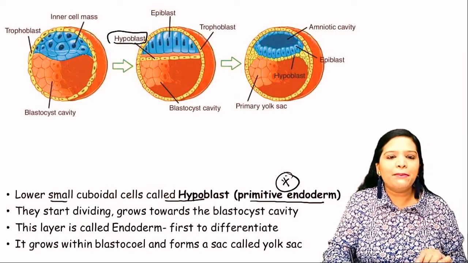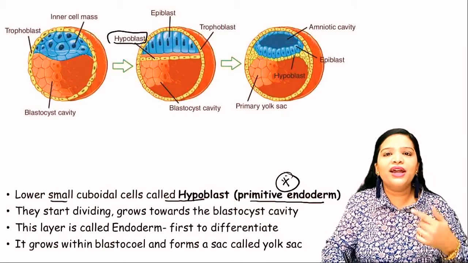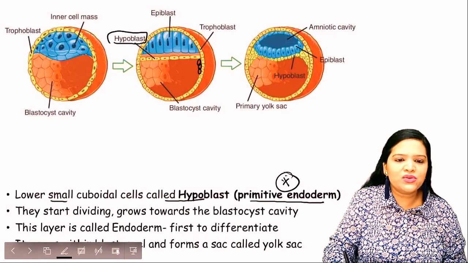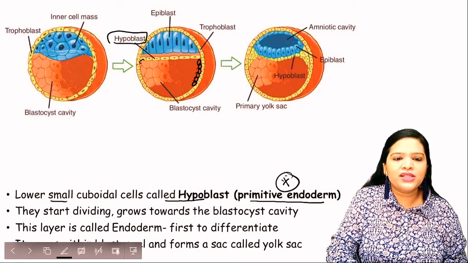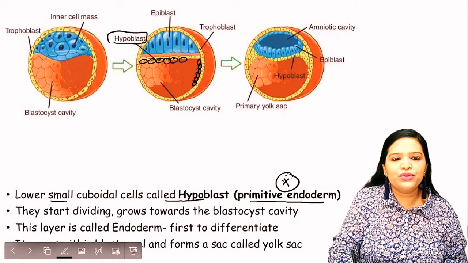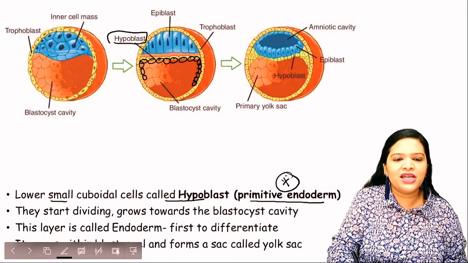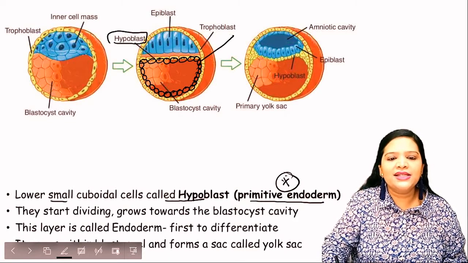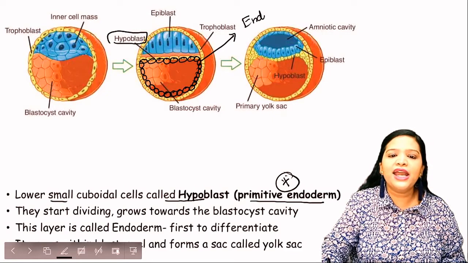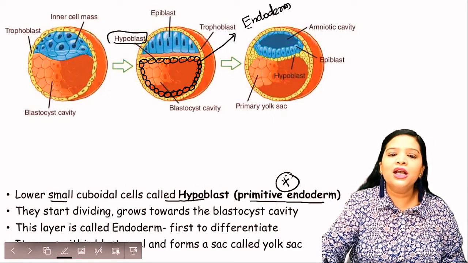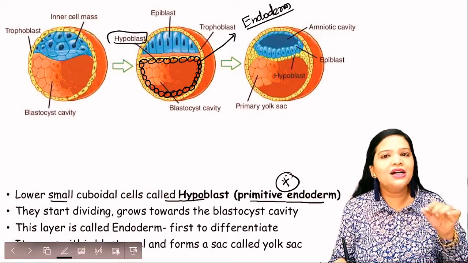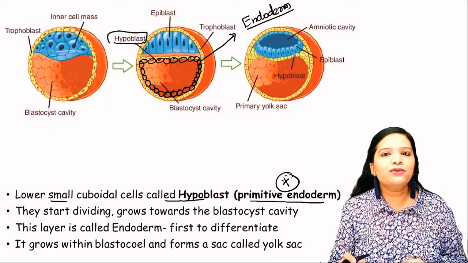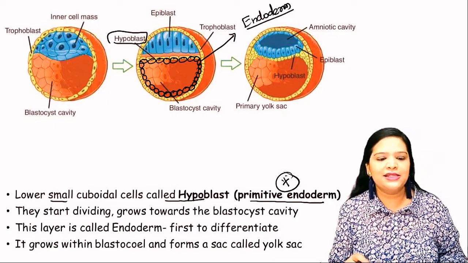Now what happens? These hypoblast cells start dividing and grow towards the blastocyst cavity like this. They form the first germ layer, and this germ layer is now called endoderm. Clear? So the endoderm is the first inner germ layer. Endo means inside, the first germ layer formed. So from where is it formed? It is formed from the hypoblast cells, right?